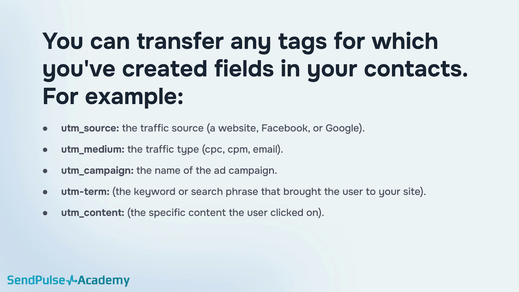For example, UTM source, the traffic source, a website, Facebook or Google. UTM medium, the traffic type, CPC, CPM, email. UTM campaign, the name of the ad campaign. You can also add UTM term, the keyword or search phrase that brought the user to your site. And UTM content, the specific content the user clicked on.